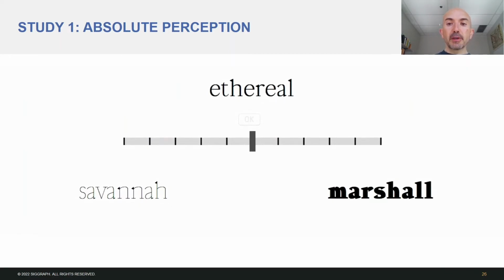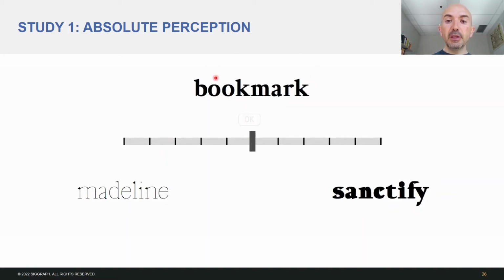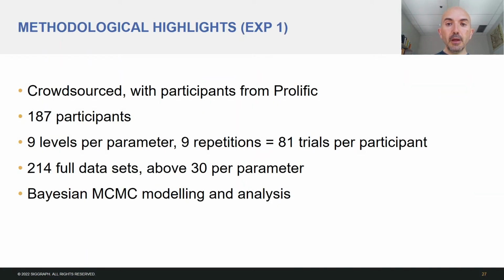So this is what our participants had to do. They adjusted a slider that indicates where they thought that the weight of the word above sits in the range between the bottom left and the bottom right rendering of words which are the extremes of the parameter space. Participants could move the slider with keystrokes or with the mouse. The study was crowdsourced through the internet, and it measured 9 levels for each parameter with 9 repetitions per participant.